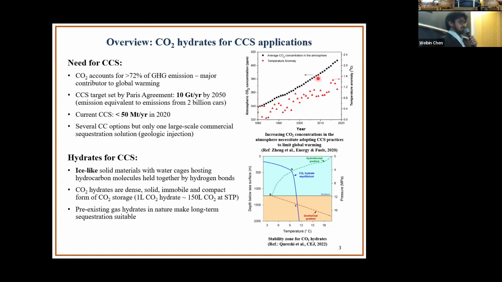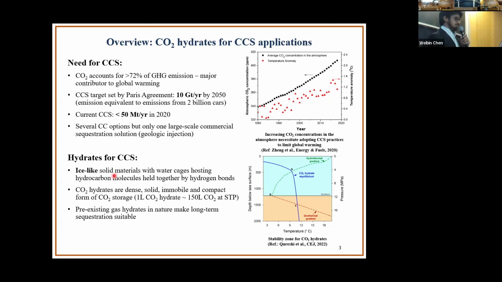To compensate for this excess CO2 in the atmosphere, the target set by the Paris Agreement is 10 gigaton per year of removal of CO2 by 2050. Right now, we are at 50 megatons per year, so we're 3 orders of magnitude short this year. Therefore, we need more and more carbon capture and sequestration of emissions.